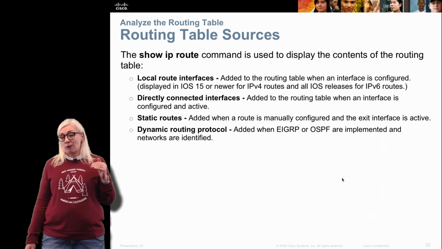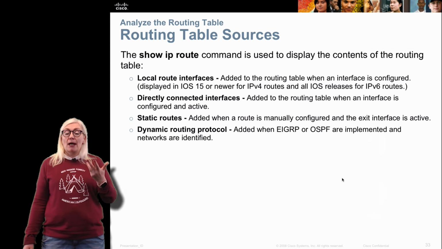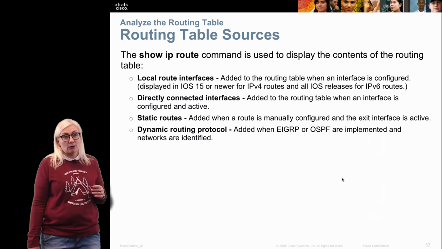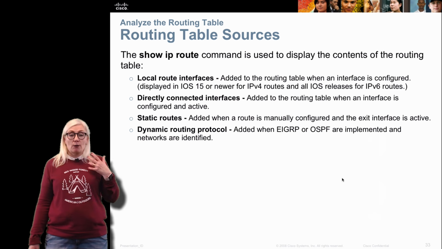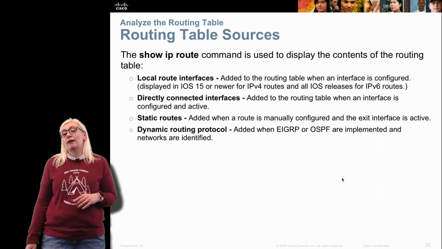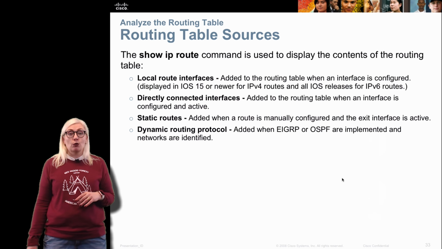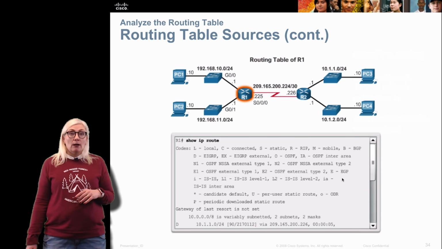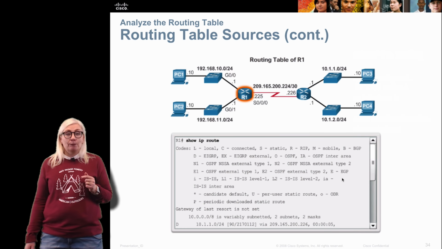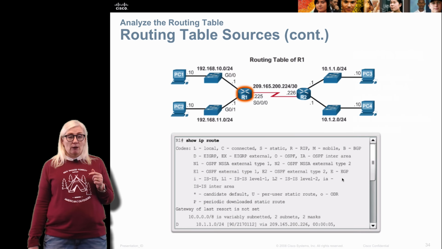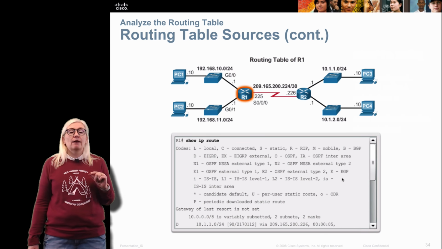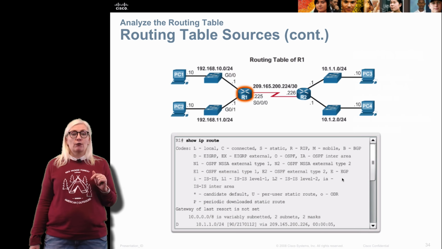Then we have the static routes, the ones that we have manually entered into our router, and we have the dynamic routing protocols, which are routes learned automatically, depending on what kind of routing protocols we have chosen to implement. So this is an example of a routing table, show IP route, and we will see here that we have one entry only.